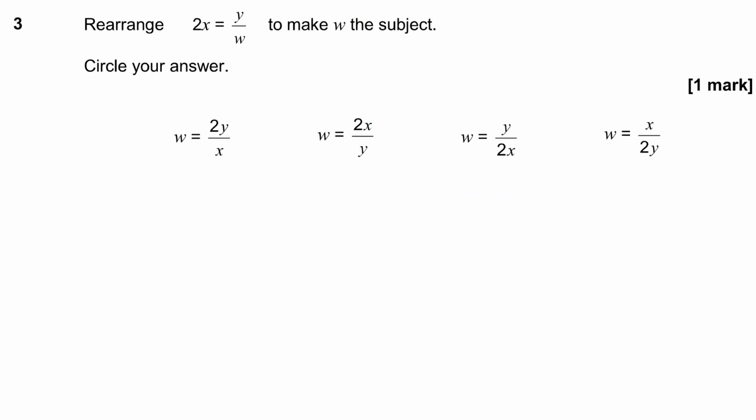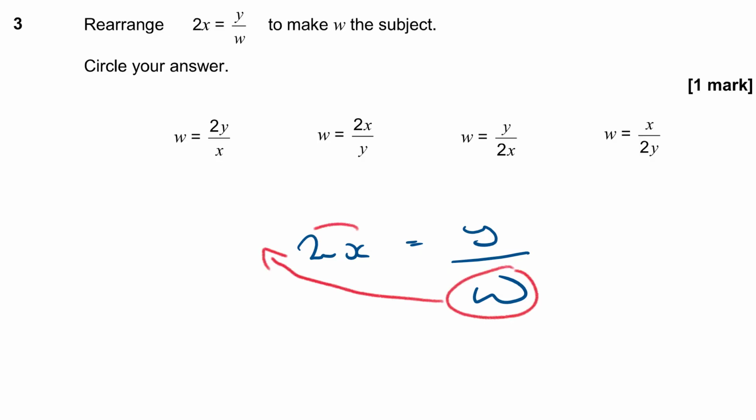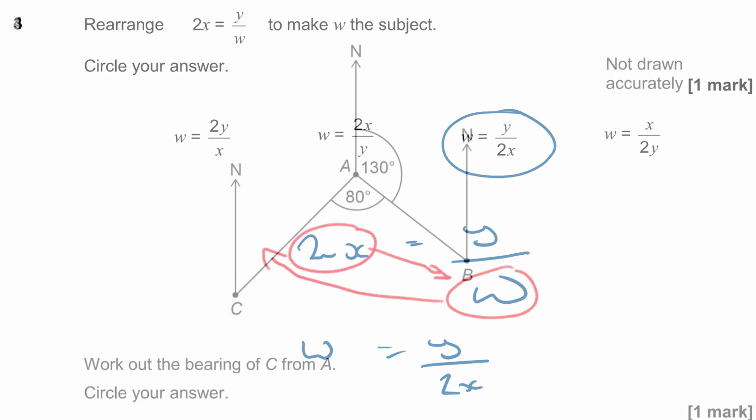Question 3. Rearrange 2x equals y over w to make w the subject. Well, if I've got 2x equals y over w, then I can move my w by cross multiplying it up here, and I can move the 2x back down where the w was, and I'll get w is equal to y over 2x. So which one is that? It's that one.